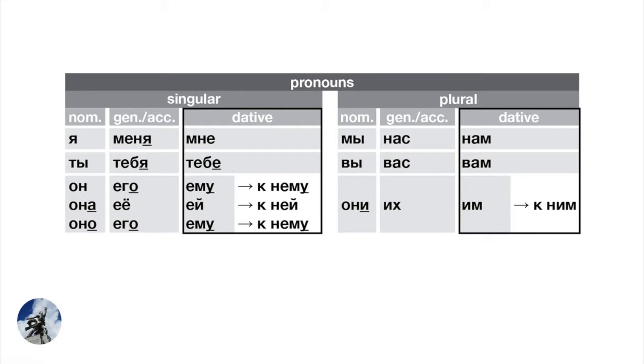Okay, what about the plurals? Мы, нас, нам is the dative. Вы, вас, вам. Они, их, им. And again, because that starts with a vowel, we would need to add an N after a preposition, and that would give us к ним, к ним.